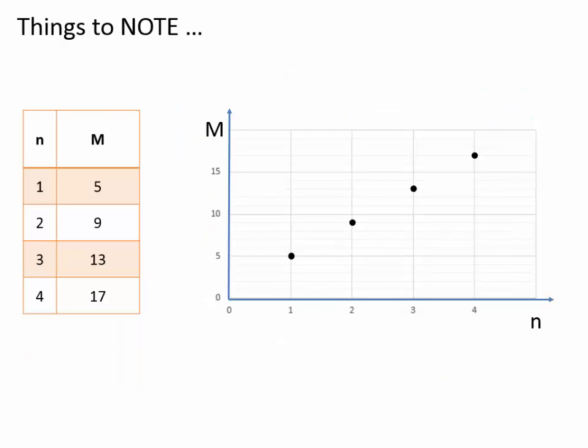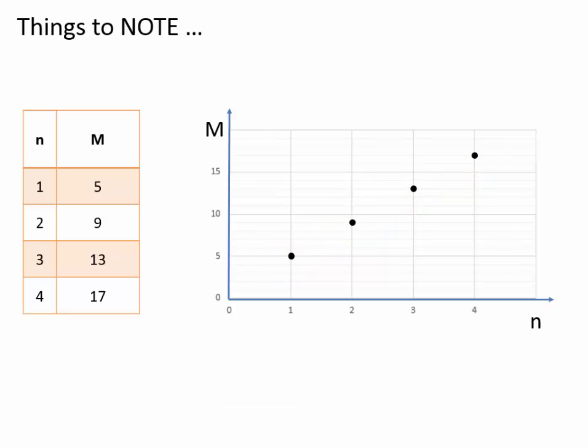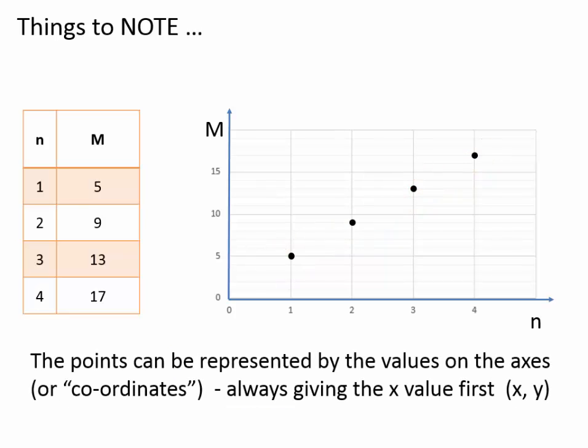Now things to note. This is a linear pattern because the points or dots of the graph of this pattern form a straight line. If you look at them, there's the straight line. Now don't draw a line between them, just look at them and see if they form a straight line. So that's called linear.